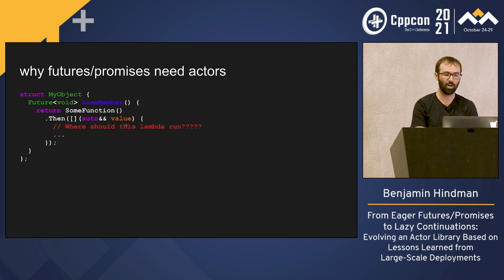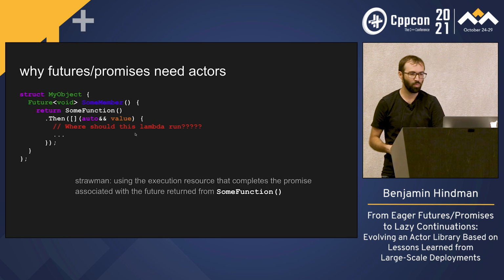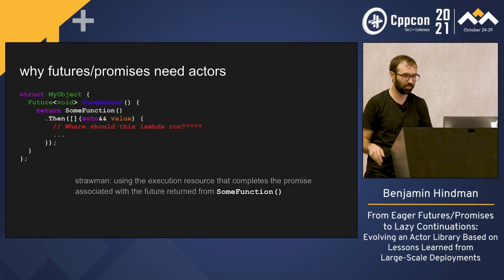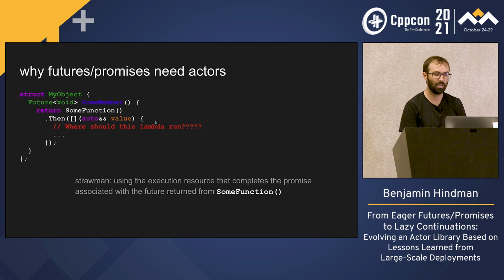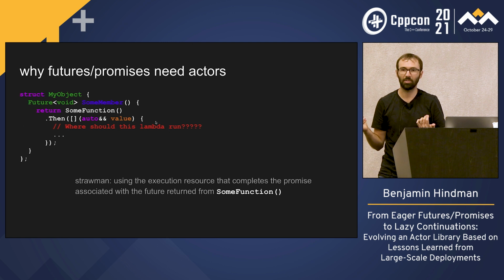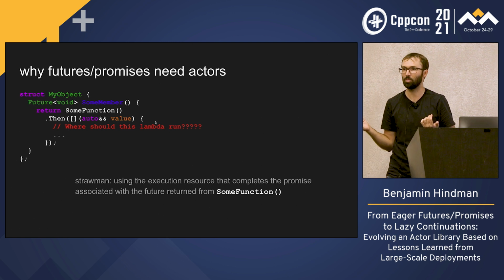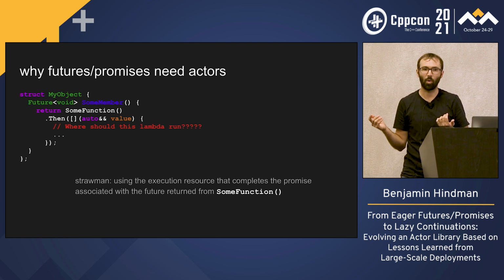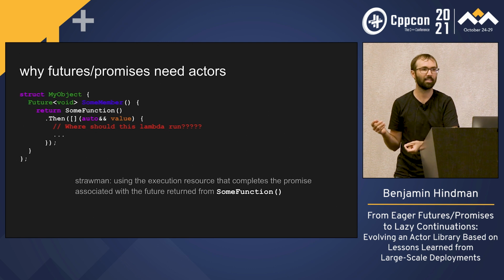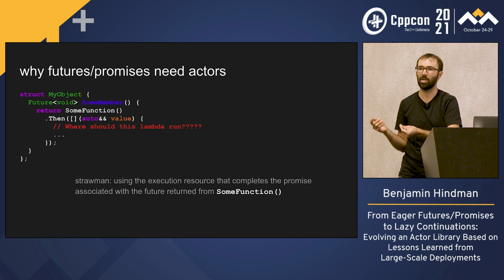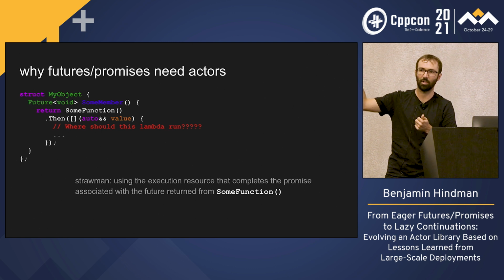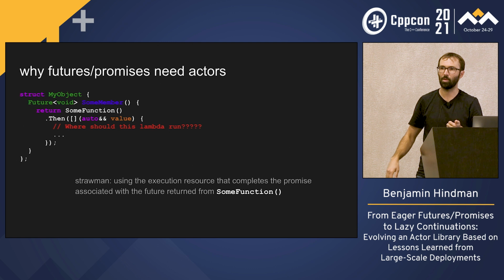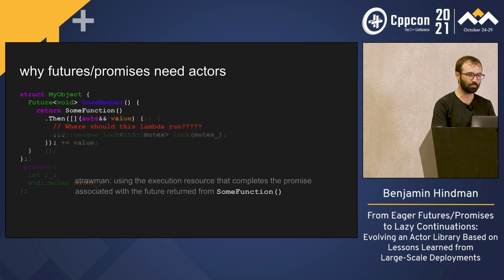And the question is where should this lambda be run? Okay, so let's start with a straw man. We can imagine that whatever execution resource is completing the promise that's associated with this sum function can be the thing that executes the lambda. That seems simple enough, right? When I call promise.set, I will also execute whatever lambdas have been chained to that promise function pair at that point in time, okay?